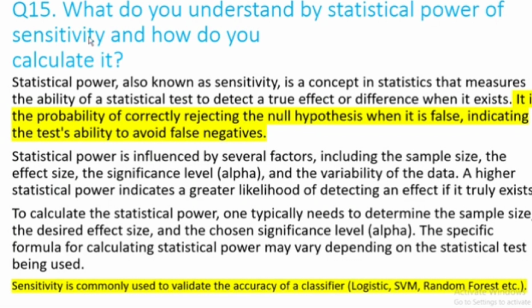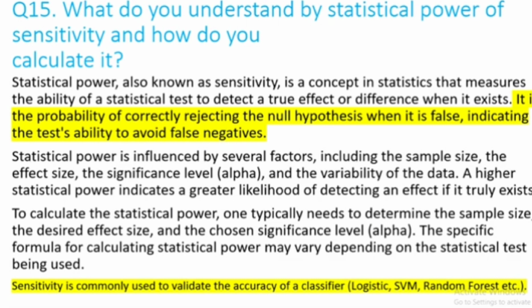Question number 15. What do you understand by statistical power or sensitivity? How do you calculate it? Statistical power, also known as sensitivity, is a concept in statistics that measures the ability of a statistical test to detect a true effect or difference when it exists.